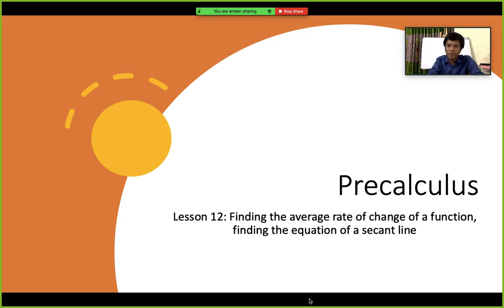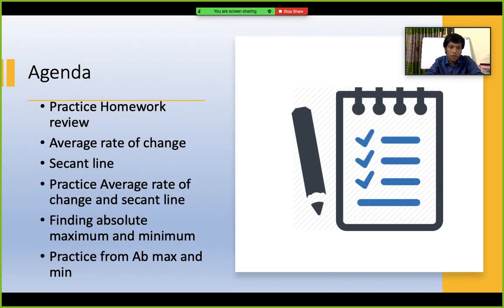Everyone, welcome to our pre-calculus lesson 12. In this lesson, we will discuss how to find the average rate of change for a function, and in this case, actually, we'll discuss the curve, and then we'll try to find the secant line equation. And we have one more extra thing, which is how to find the absolute maximum and absolute minimum from the given graphs. So these are our agenda.